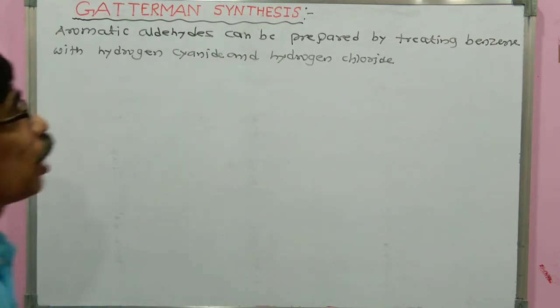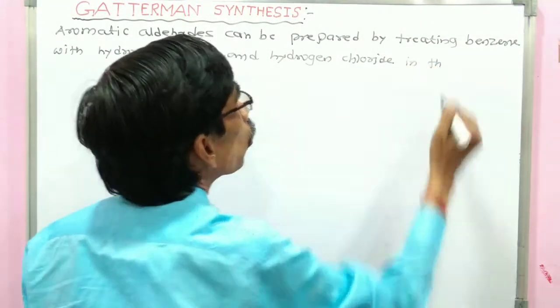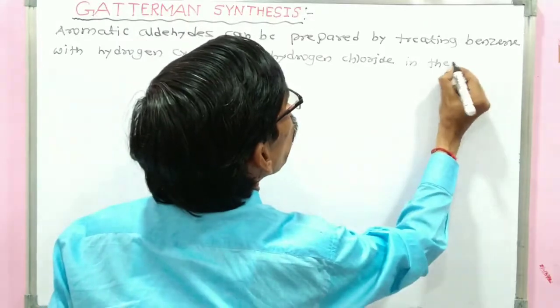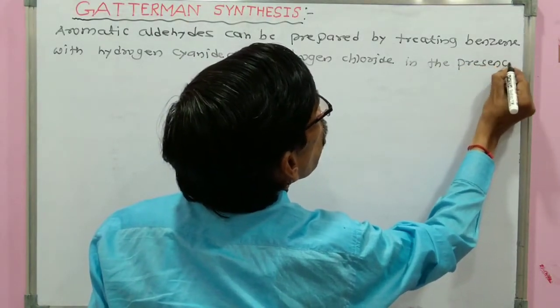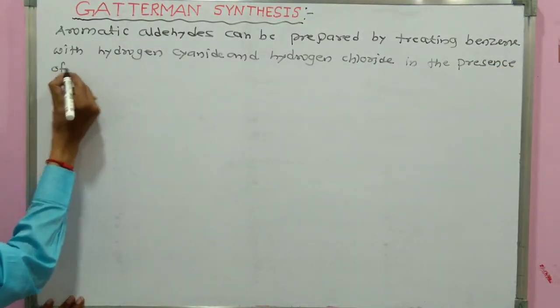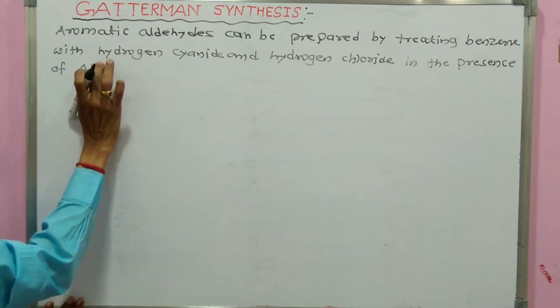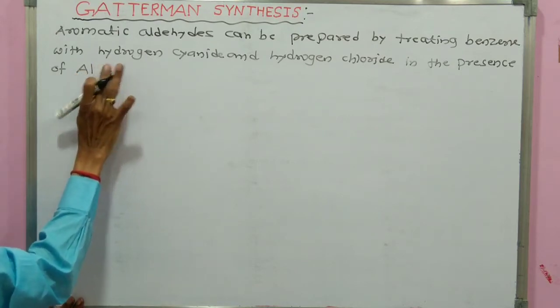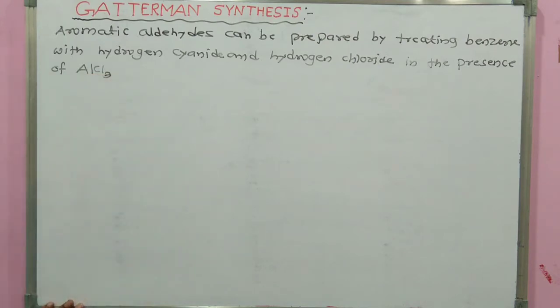In the presence of aluminum chloride. So this reaction is called as Gattermann synthesis.